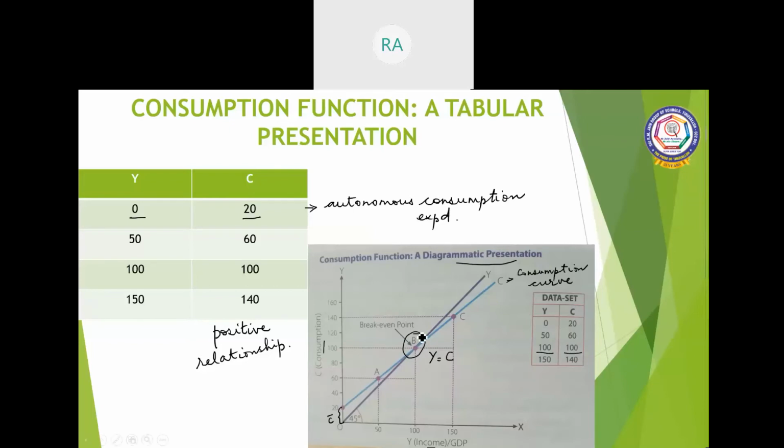And to the left of this break-even point, that is at point A, for example, the income is 50, but the consumption expenditure is 60. You can notice here the difference between these two lines. So the consumption expenditure is higher than the income. This will lead to negative saving, or we call this dissaving.